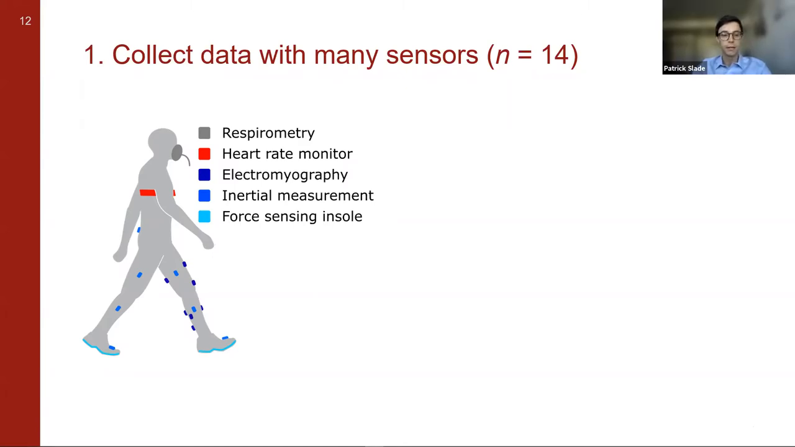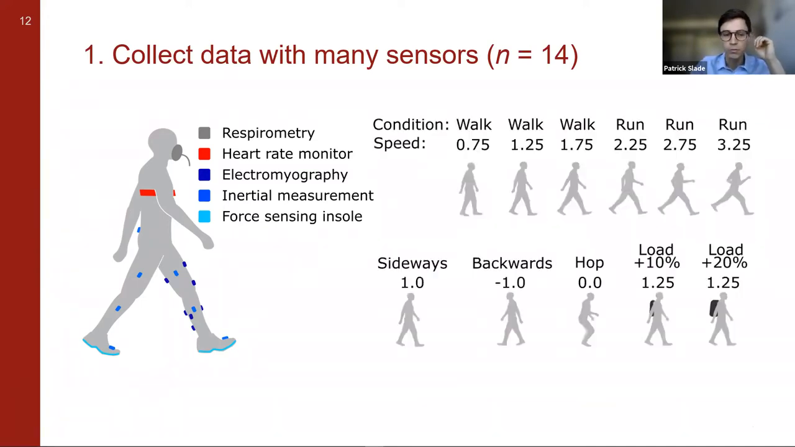Heart rate, you're probably familiar with. Electromyography are basically surface mounted electrodes on the muscles, which measure muscle contractions. Then we had inertial measurements, which look at both the linear and rotational motion, and force sensing insoles in the shoes, which measure the vertical ground reaction force during walking. Once we had all these sensors on participants, we had them complete a bunch of different conditions. This was to allow us to have enough data to try and understand how we could map the sensors to these respirometry measurements, which we'll talk about in a second.